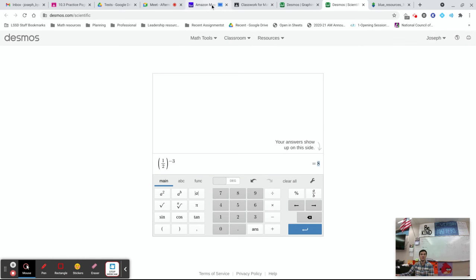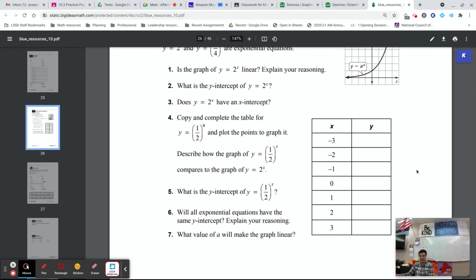So if I was doing this assignment, I would copy down this table right here. And I know that when x is -3, y is 8. So there's the first blank box for you, all right?